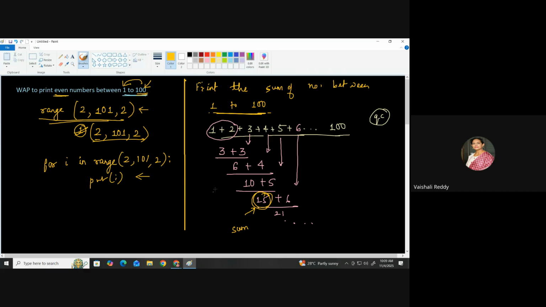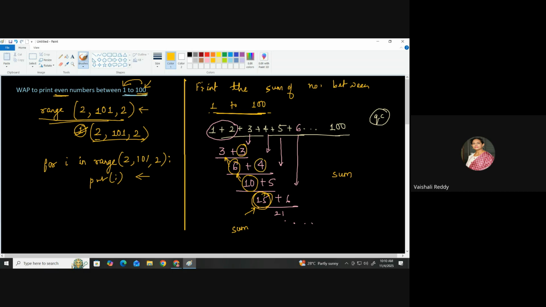What is this 10? Can I say 10 is the sum of previous numbers? The 6 is the sum of previous numbers. So what am I doing to this sum? I am adding the next number. So what is my next number?